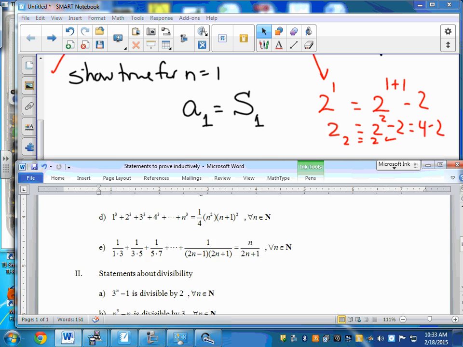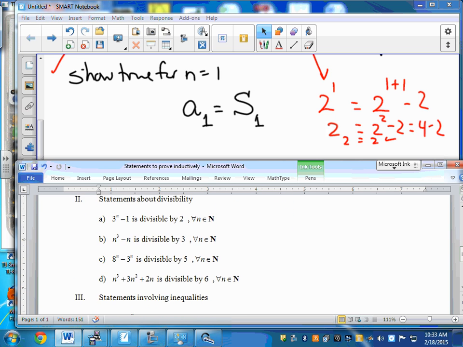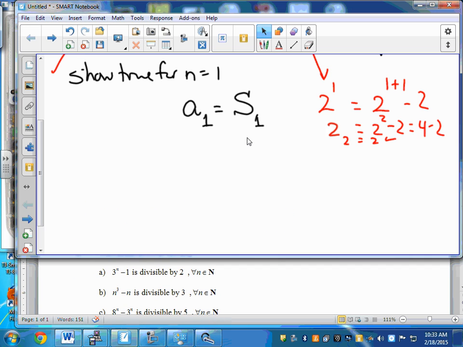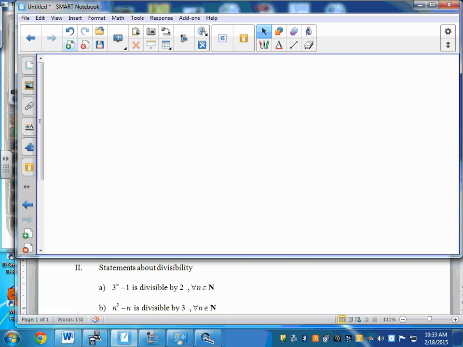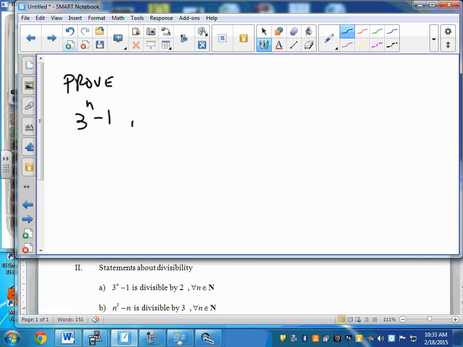So let's look at a statement about divisibility. I wanted to try a couple of these statements about divisibility. Let's prove, or we're going to start the proof anyway, that 3 to the n minus 1 is divisible by 2. And this claim is for all natural numbers. Okay, so now to show true for n equal to 1, the first step.